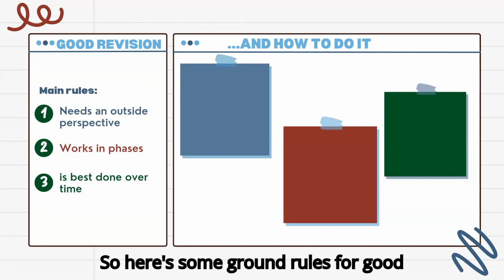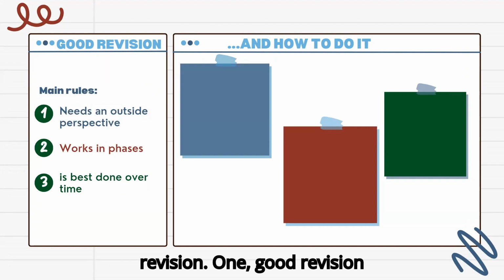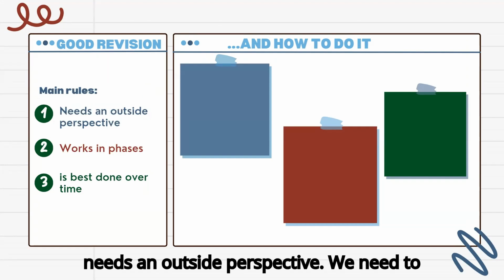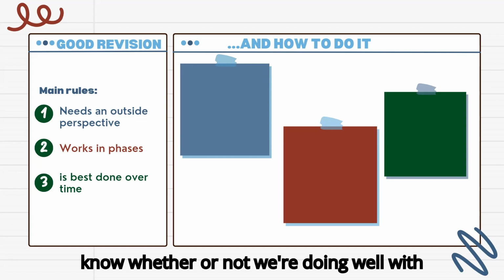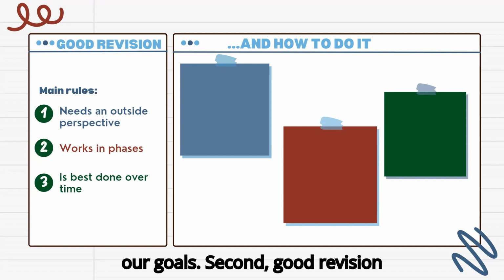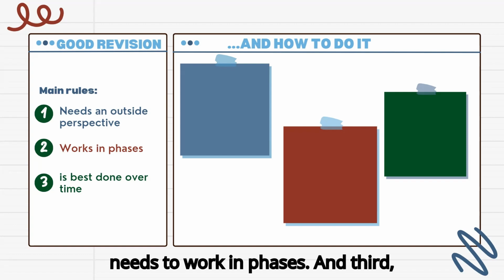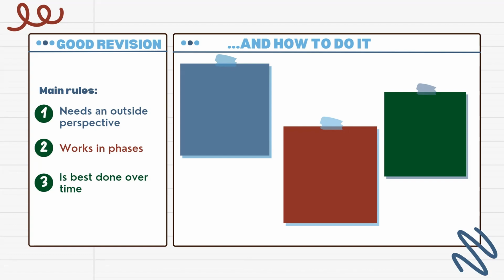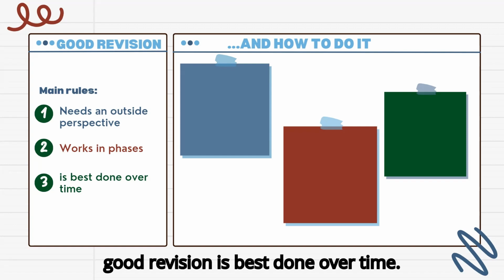So here are some ground rules for good revision. 1, good revision needs an outside perspective. We need to know whether or not we're doing well with our goals. Second, good revision needs to work in phases. And third, good revision is best done over time.